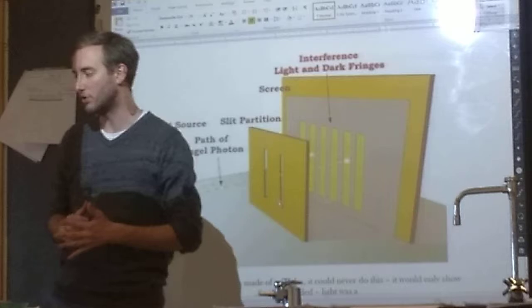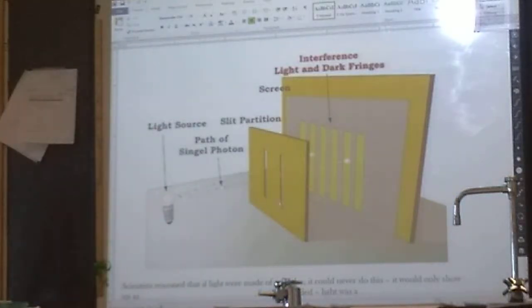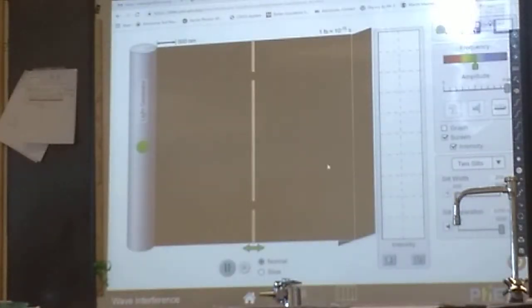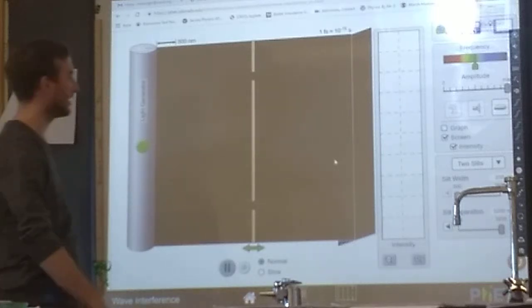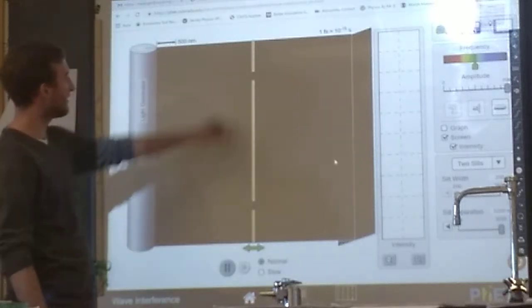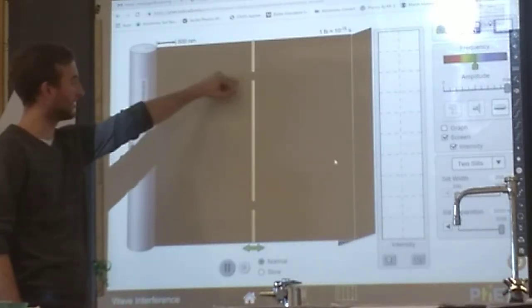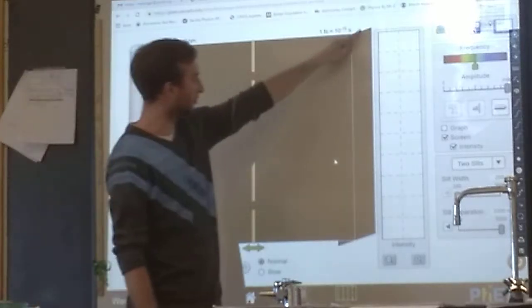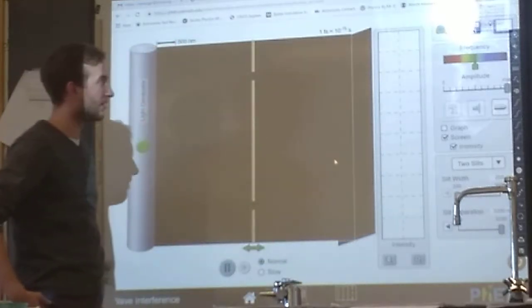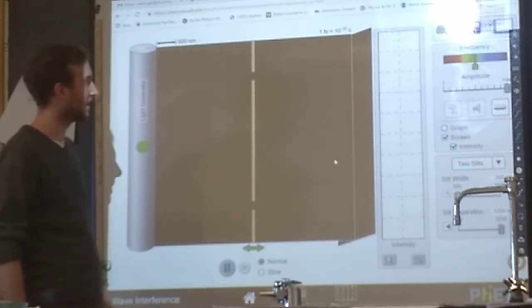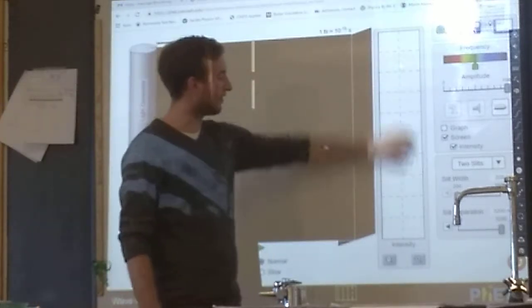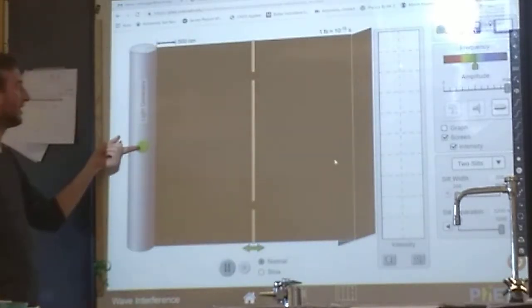And I want to show you what is actually happening here. So I'm going to go to a little interactive that I have. This is the same sort of idea. We have a barrier with 2 slits in it, here and here. We have a screen that the light is being projected onto. We'll also have a little graph of intensity here. And we have a laser light, okay?